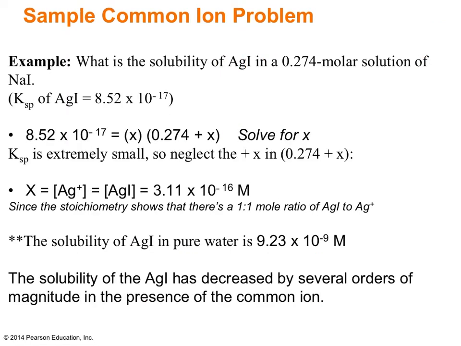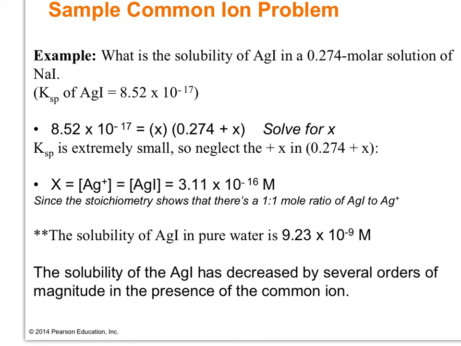All right, so looking at our math, we were given the KSP value for silver iodide. We're plugging in our equilibrium concentrations of the ions. We're going to neglect x. And then we simplify and solve for x, and that is 3.11 times 10 to the minus 16.